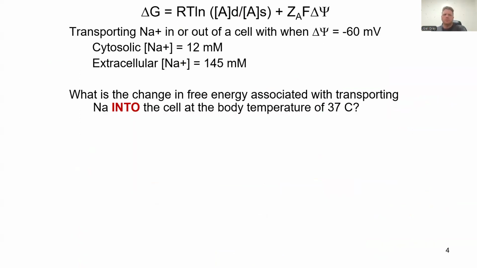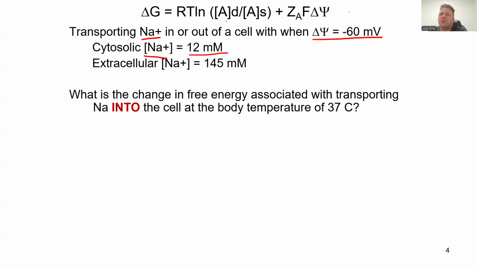So this is favorable. Now, here is a very similar question, but we're adding more to it. Now, part of this calculation will simplify some of that natural log stuff that we've got in this calculation. But essentially this question reads, transporting sodium ions in or out of a cell with the delta psi is negative 60 millivolts. The cytosolic Na plus is 12 millimolar. The extracellular Na plus is 145 millimolar.